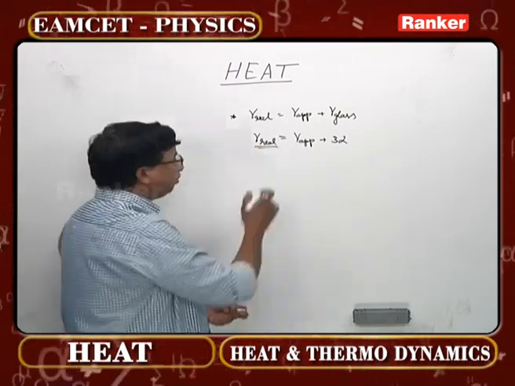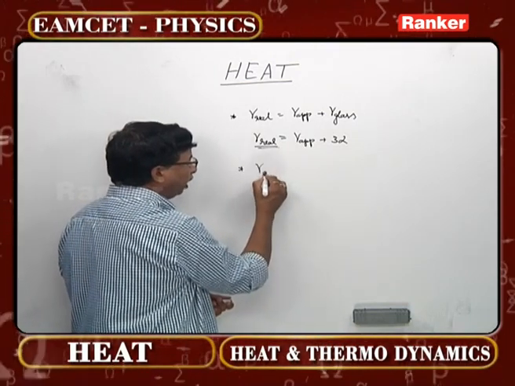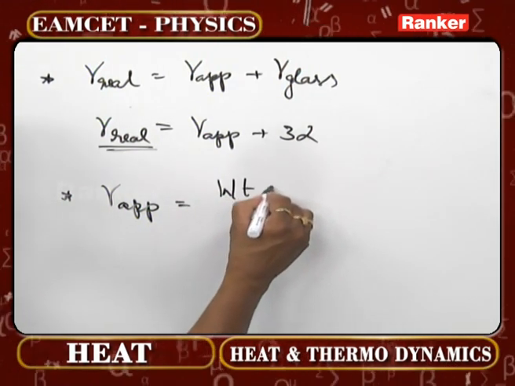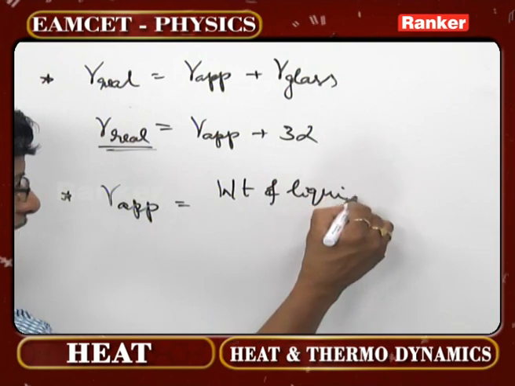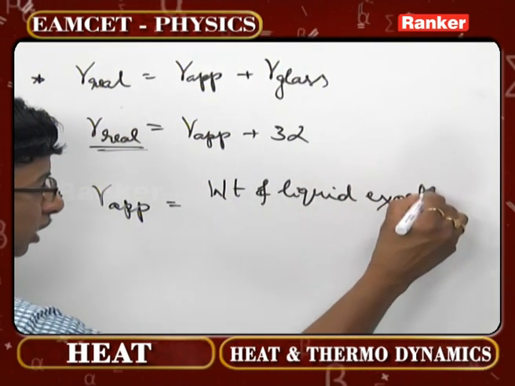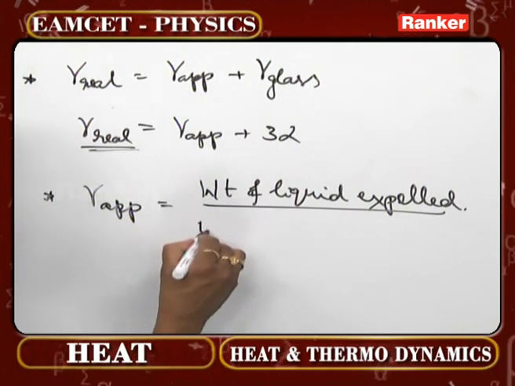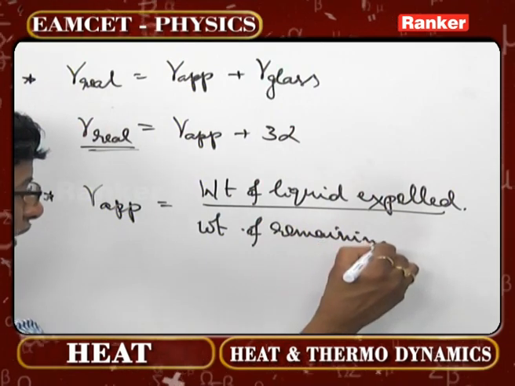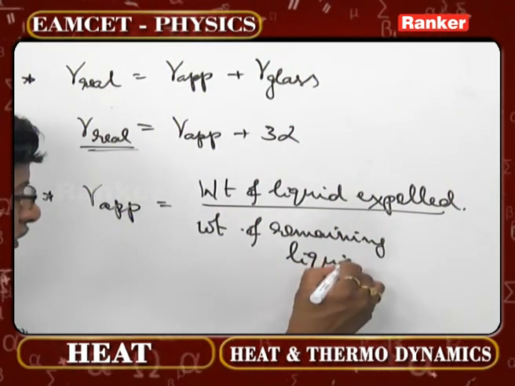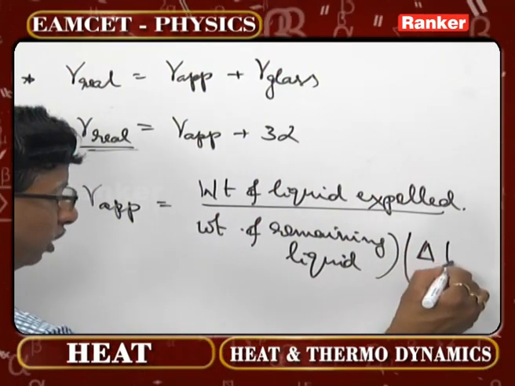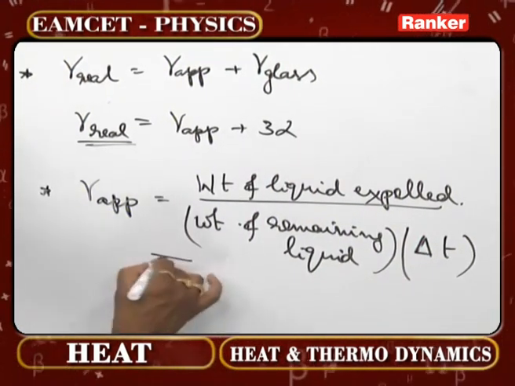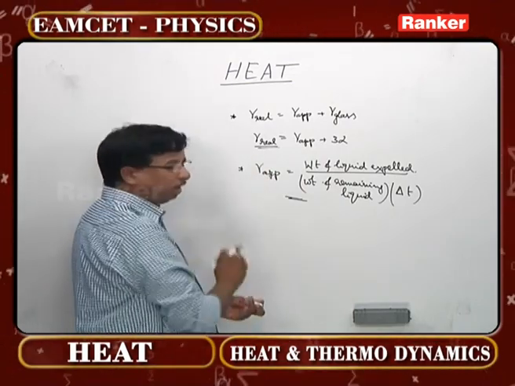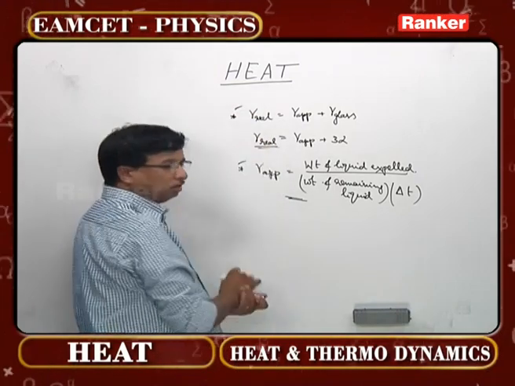Coming to the next one, how do you calculate gamma apparent in this case? Gamma apparent is equal to weight of liquid expelled, how much liquid has been expelled from that specific gravity bottle, divided by weight of remaining liquid, how much liquid is now remaining in that SG bottle, into change in temperature or rise in temperature. This is the usual formula by means of which we can take up the value of gamma apparent. So mainly one should concentrate on these two formulae.